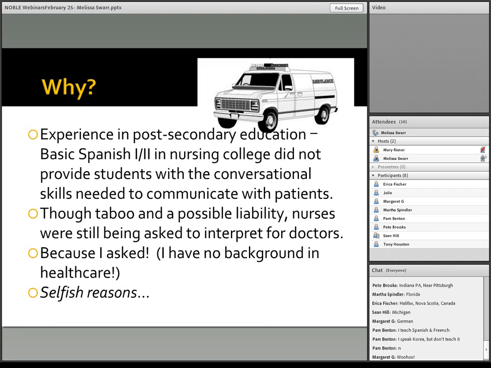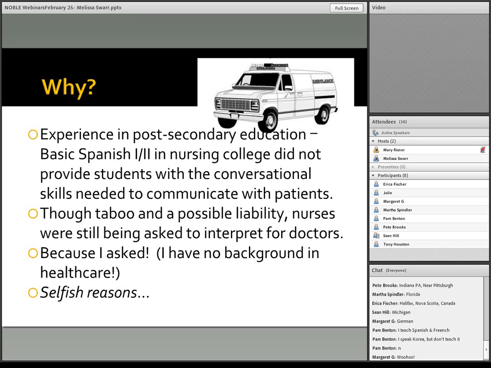And if you know any bit of Spanish, you're pulled in and you're requested to help out. So the nurses needed to be able to communicate. And at a basic level 1 and 2, it just wasn't happening. So I thought, I teach at a very big high school. We have about 2,400 students in 9 through 12, and I felt there had to be enough students going into some field of healthcare that I could propose this course.